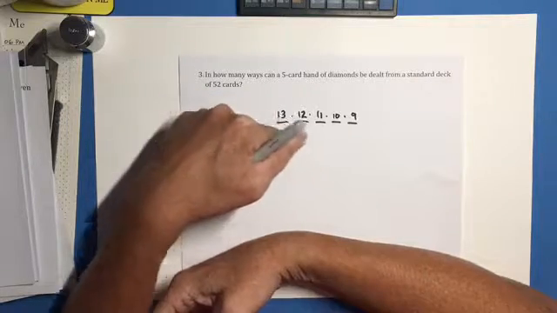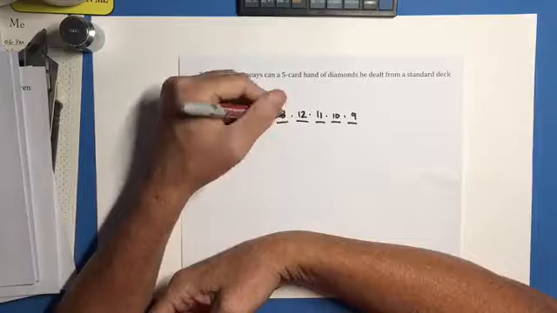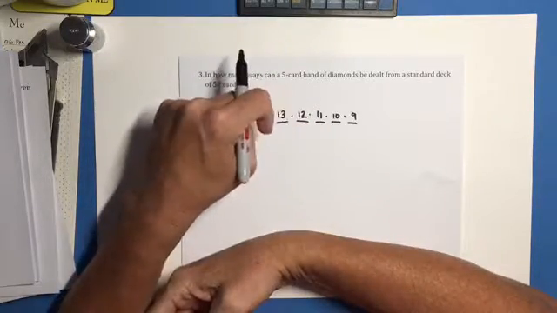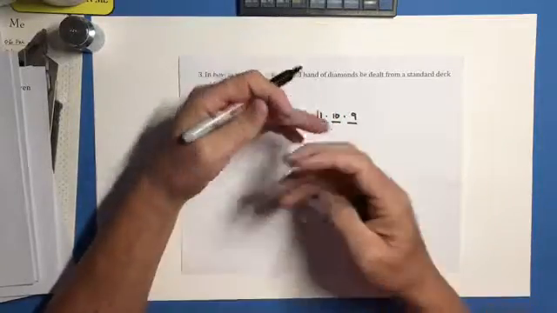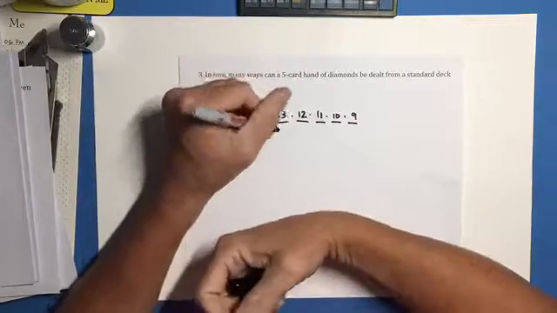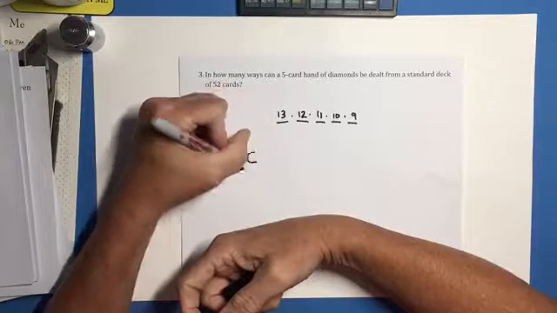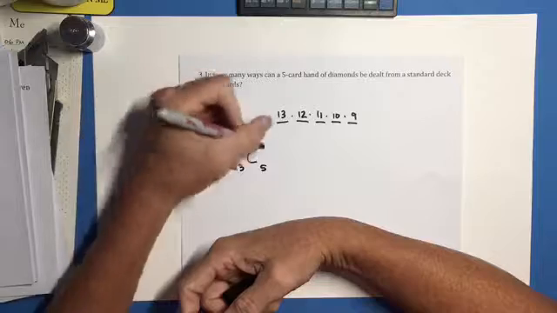So that means for every 5-card hand I have to divide that by 5 factorial, because I can rearrange those cards 5 factorial ways and still have the same configuration of 5 cards. Okay? So this is another example of a combination. I have 13 diamonds. I want to choose 5 cards from those 13 diamonds.